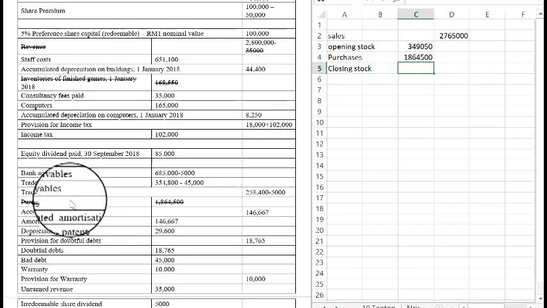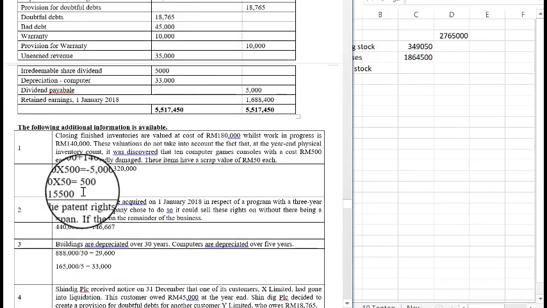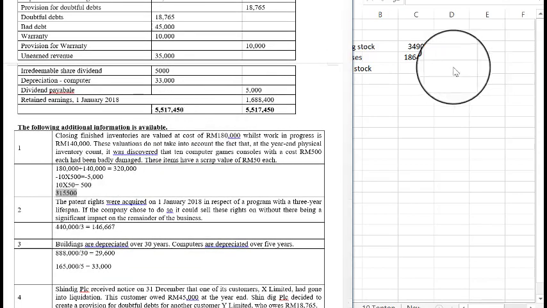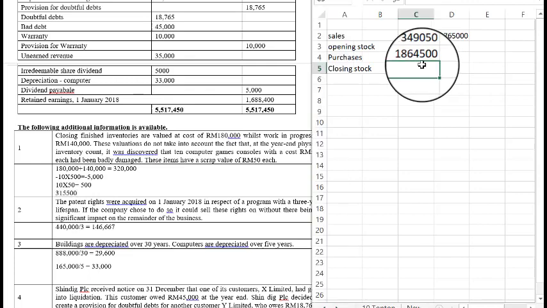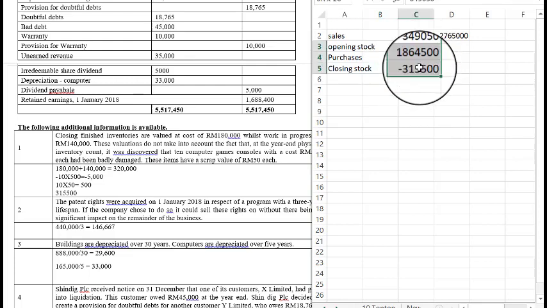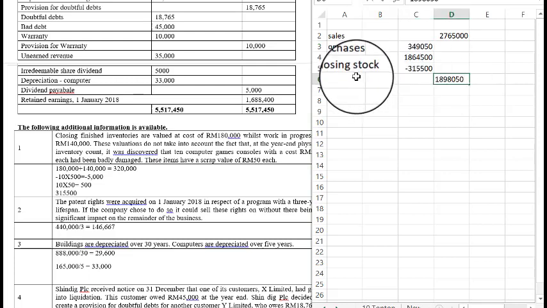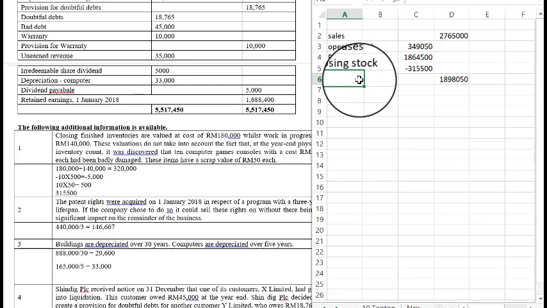Now closing stock, just now we have calculated, right? Your closing stock should be 331,500. This is your answer. Okay, so this total becomes your cost of goods sold. It will be 1898050. So this is your cost of goods sold.